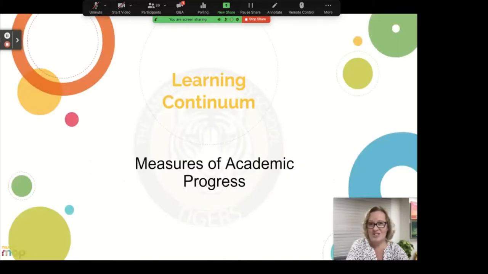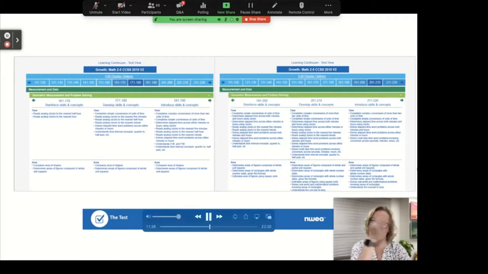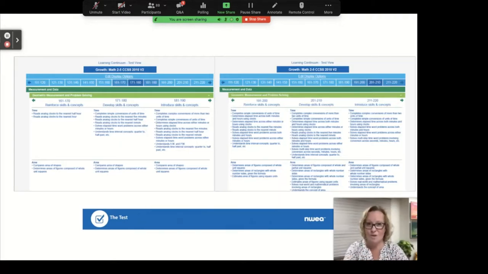Now, as I mentioned, those RIT scores are tied to learning statements within the learning continuum. What that looks like is something that you'll see here. You'll see on the left side that the RIT band of 161 to 170 has learning statements. Once students understand those skills, they move up to the next RIT band, and so it goes all the way from about 100 to 300.